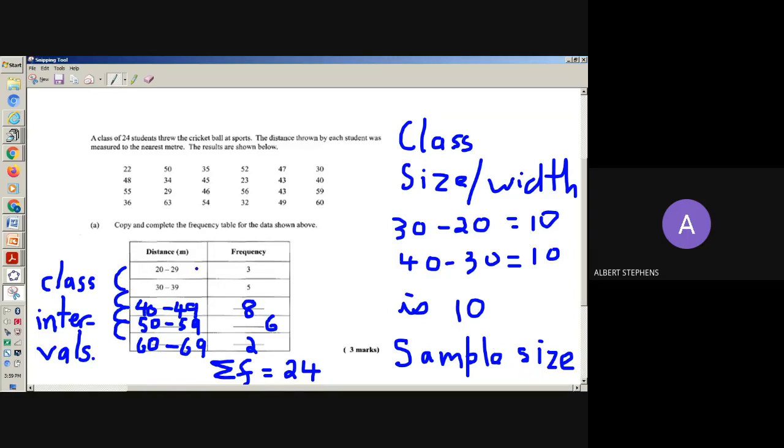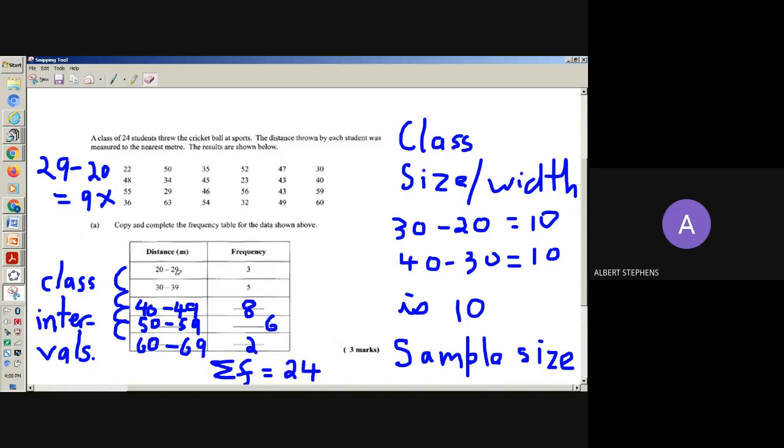Some people think that, let me tell you what some people think. Some people think that to get the class size, we subtract within the class interval. So for example, 29 subtract 20, and you get 9. But that's wrong here. Don't do that. By the way, this symbol here is not a subtraction sign. It's a 2, like 20 to 29. So don't subtract inside the interval.